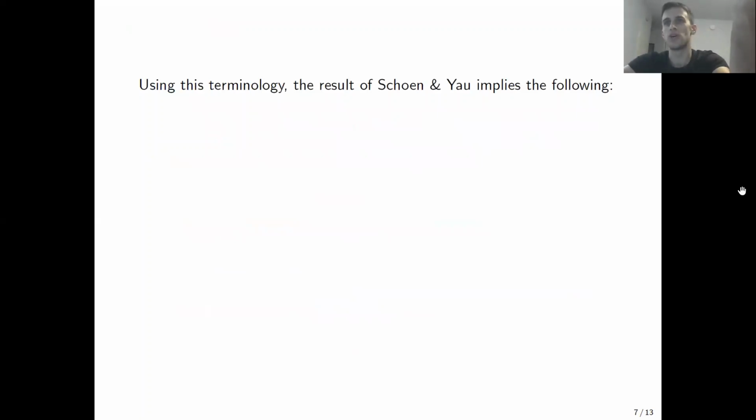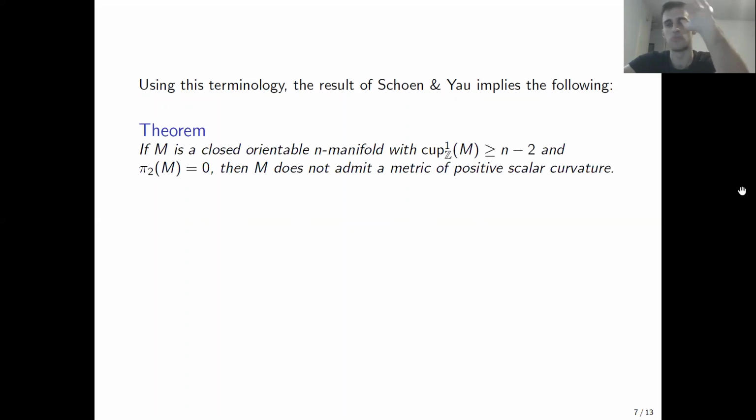So using this terminology, we can reformulate what I was saying before about Schoen-Yau's results. It's just purely a reformulation of something they said. There's nothing deep going on here. So if you have a closed orientable n-manifold whose H1 integral cup length is at least n-2, and pi2 of that manifold is 0, then M does not admit a metric of positive scalar curvature.